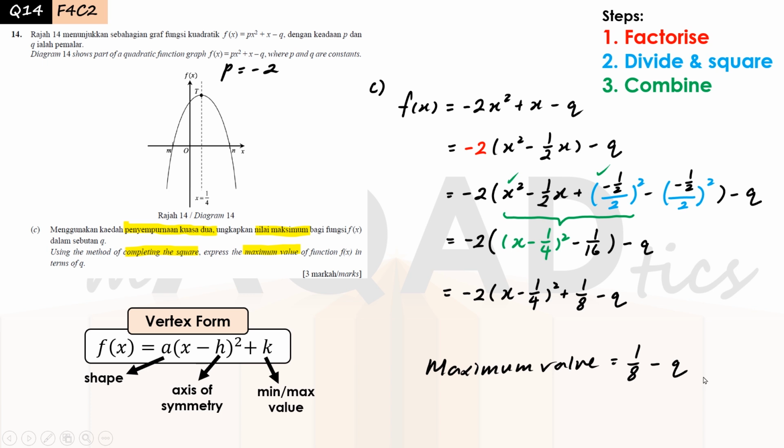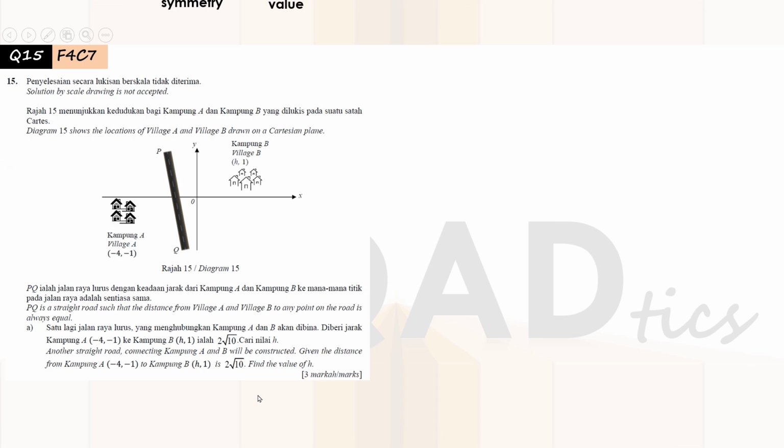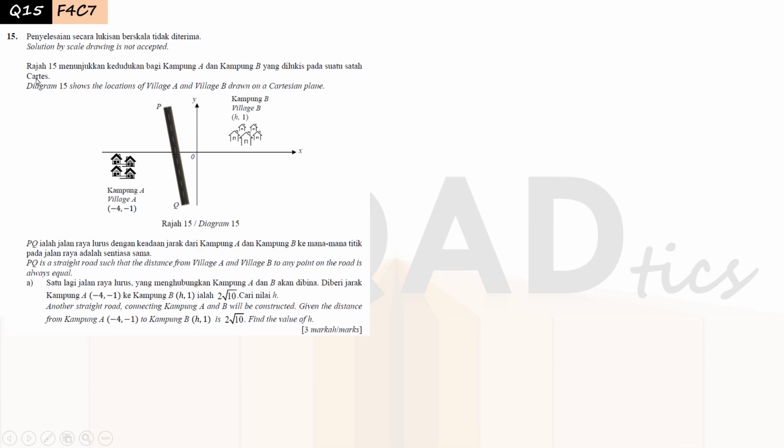Alright, and just to let you know, the answer scheme is also a bit incorrect because the value of q for some reason is positive. I think they forgot to change the negative, so the true answer should be 1 over 8 negative q, not positive q. Alright? And the last question comes from coordinate geometry.